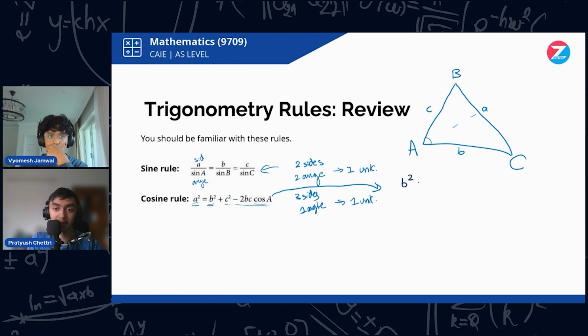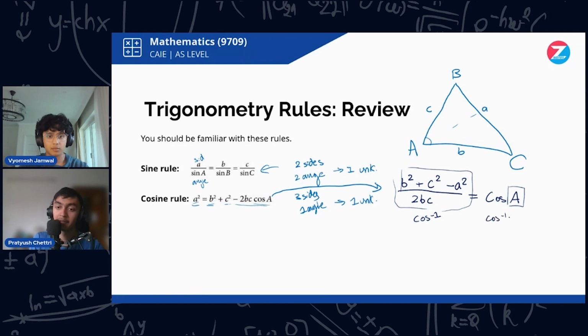It rearranges, you can do basic algebra stuff. B squared plus C squared minus A squared over 2BC equals cos A. So if you want to find out the angle A and you know all three sides, you take cos inverse here to get A. So that's a little helpful tip with the cosine rule.